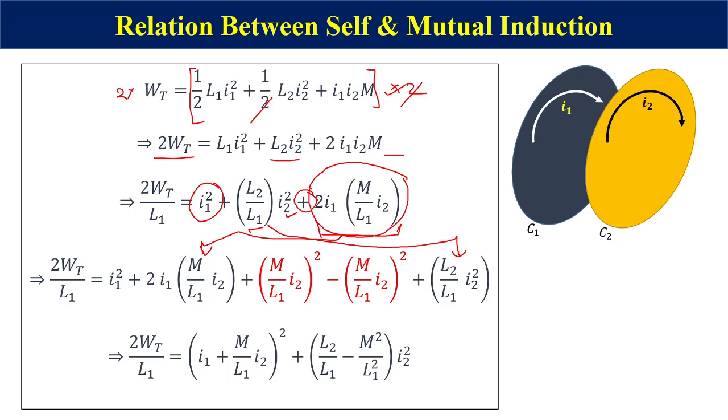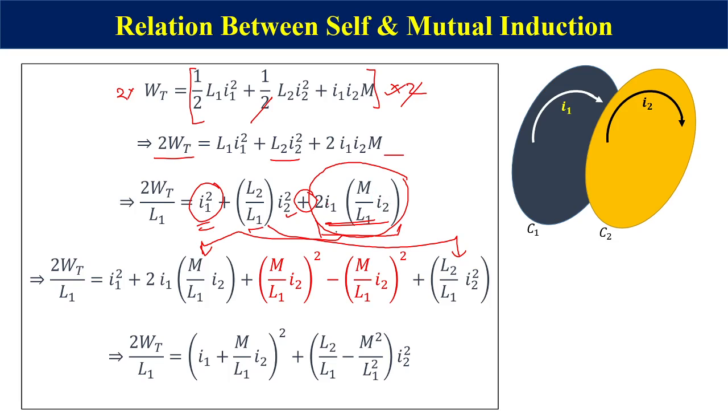So generally (a plus b) whole square is equal to a square plus b square plus twice ab. So if I consider this term to be twice ab kind of a term, and this term to be a term, in that case I need to figure out the term b. So how can I figure out the term b? The term b is nothing but this M upon L1 into I2. This must be the b term.